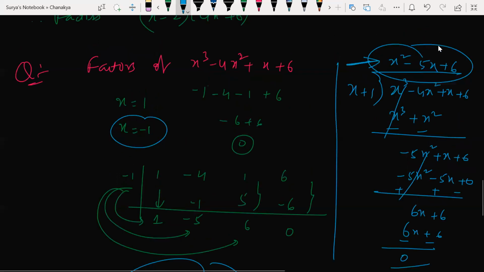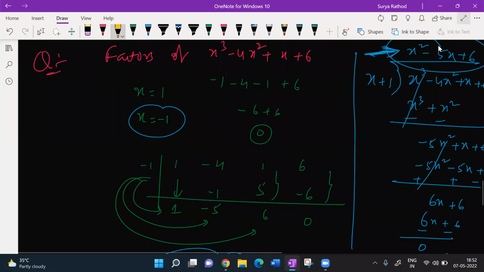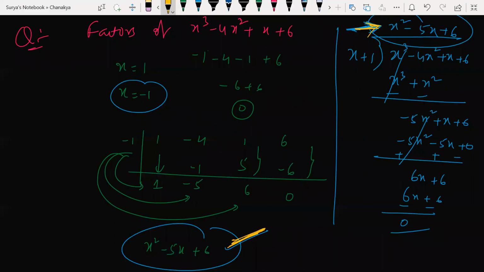Check it. This quotient and this quotient, same or not? Yes, tell me, Shreyasi, you are saying something. Shreyasi, tell me. No, sir, nothing. Yes, beta, what I am saying is the quotient whatever I got by using long division method, that quotient I'll be getting here by using synthetic method. Hope you got the point.